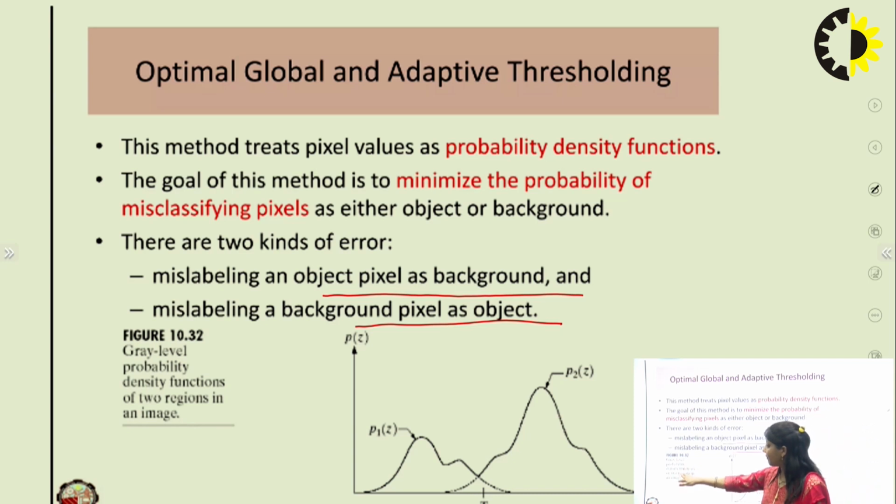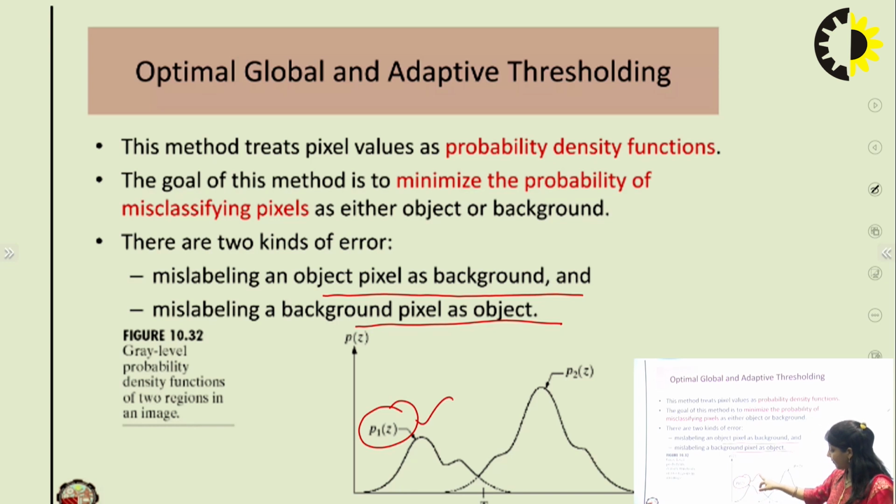Consider the gray level probability density functions of the two regions in the image. To get the optimal threshold, we apply the PDF, the probability density function. We calculate the PDF of every pixel, arrange the pixels in ascending order, and then apply the threshold. Here P1(z) is the probability density of region 1, the object, and the other is the background. We can see there is an overlap, and here we can choose a threshold to separate both densities.